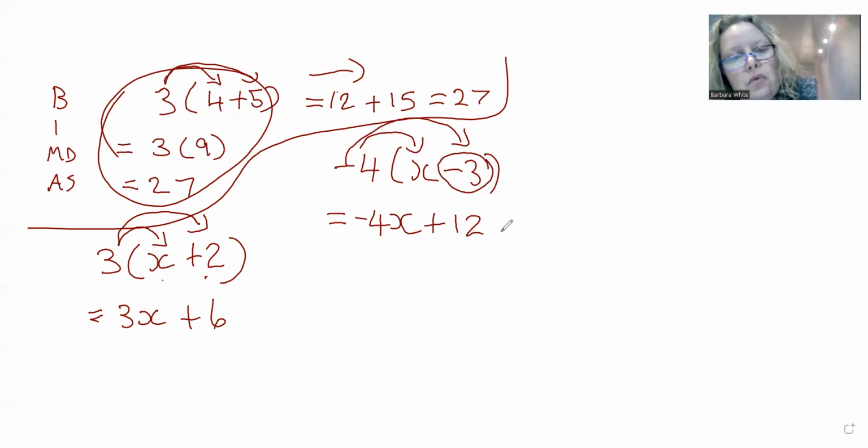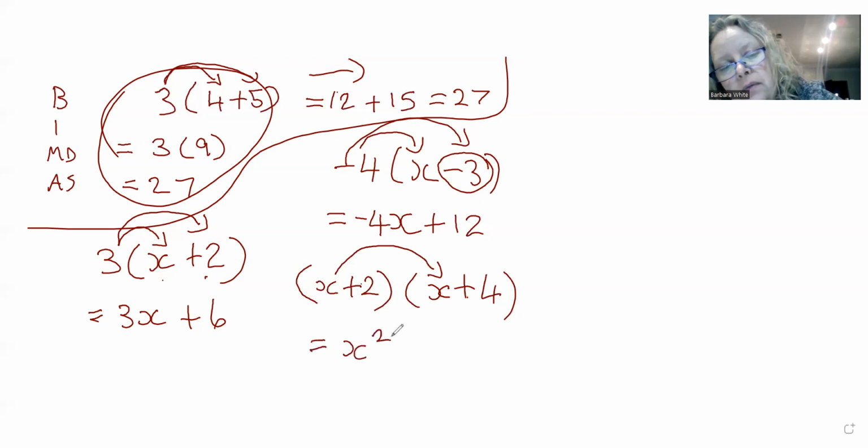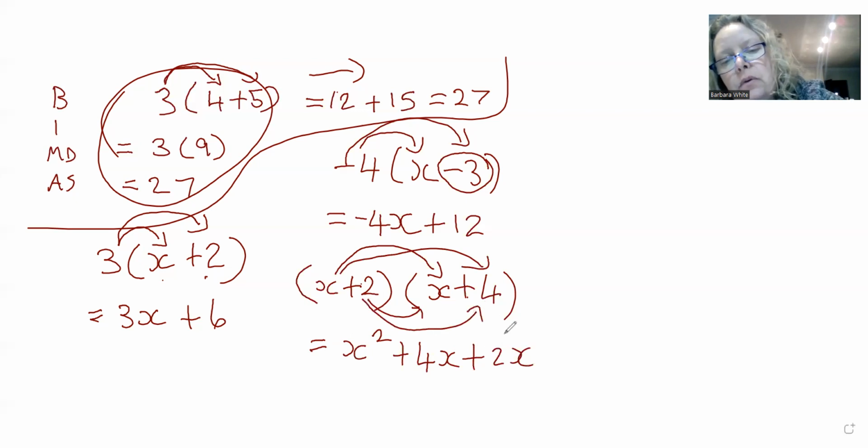Now, just one more thing before we move on. If I've got all of that, I'm going to do this whole thing twice. I'm going to start with x, and go x times both things. So that's x times x. We've got x times 4. Then we're going to move to the 2 and go 2 times x. And then 2 times 4.